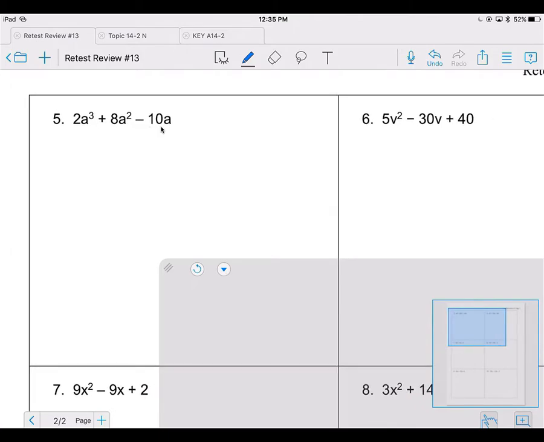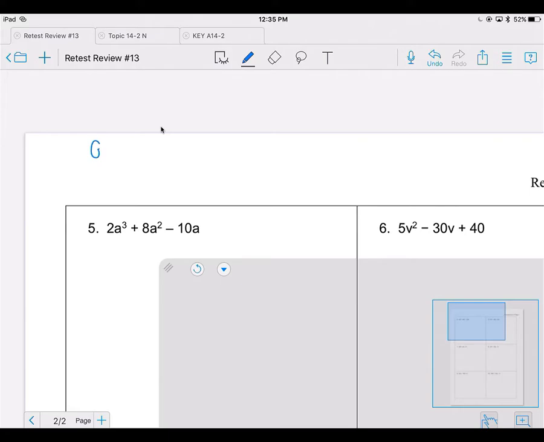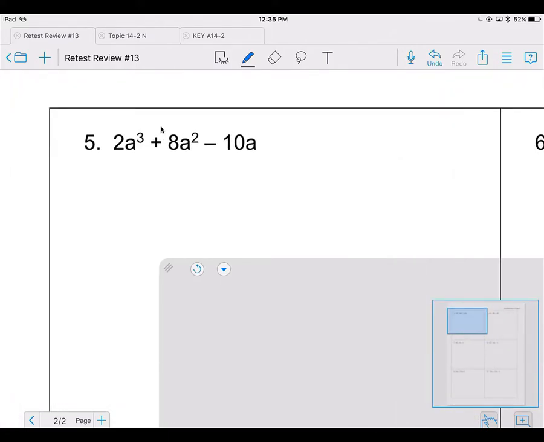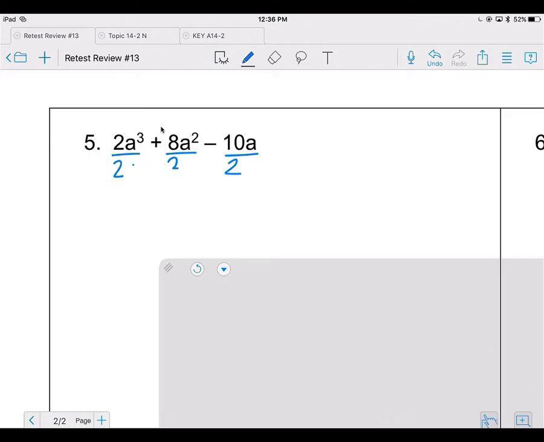In these problems I'm just asked to factor. The first thing I look for is a GCF in every single problem. So in problem 5, 2, 8, and 10 are all even, so I can take a 2 out of all of these. They also all share an a, which means I can take out an a as well.